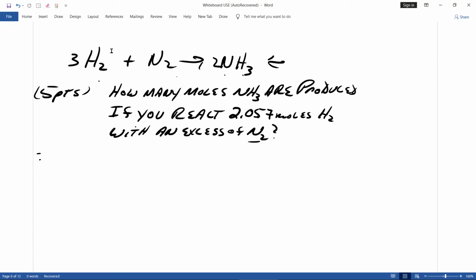All right, let's take a look at this. What are you being asked to find? How many moles of ammonia? So I like to do this. What are you given? You're also given excess of nitrogen. As soon as you see excess of something, ignore it, because that means you got enough of that to react whatever you can react with.